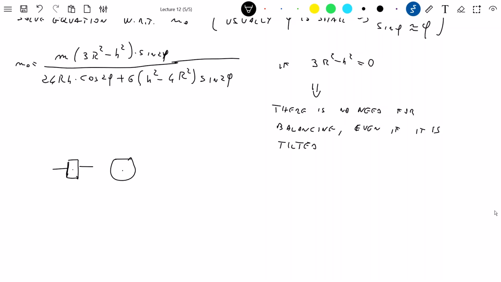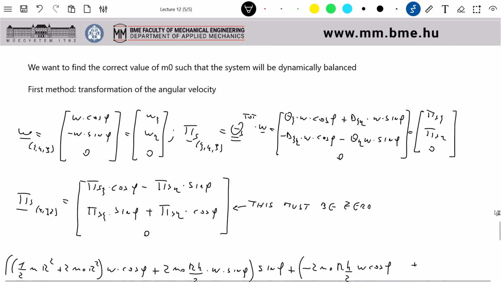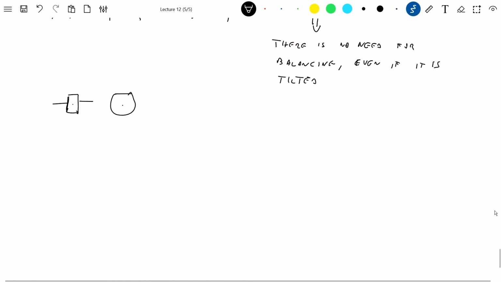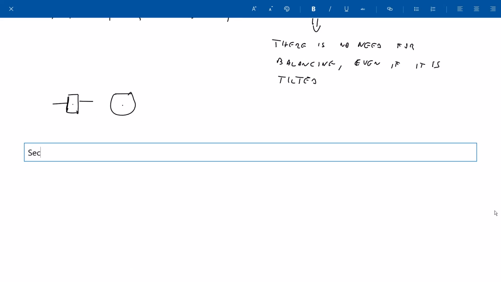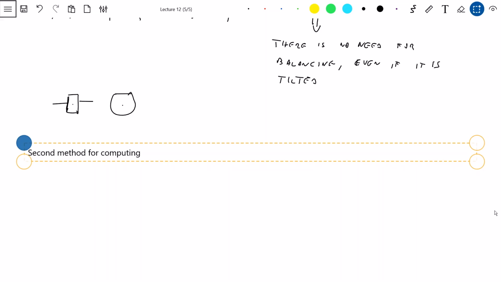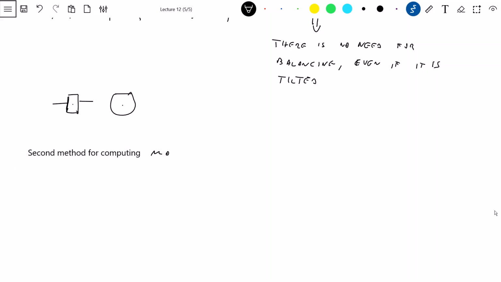Okay, so I mentioned that this is the first method to compute the value of M0, and then let's discuss the second method for computing M0, the transformation of theta s. So we don't go through the vectors of the angular velocity, we directly transform theta s.